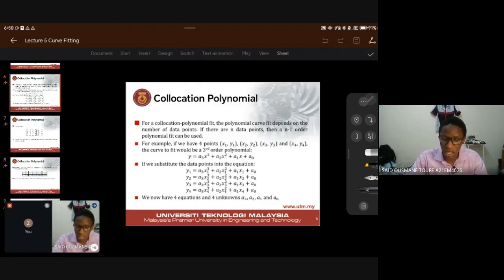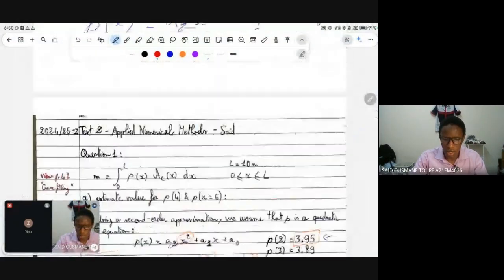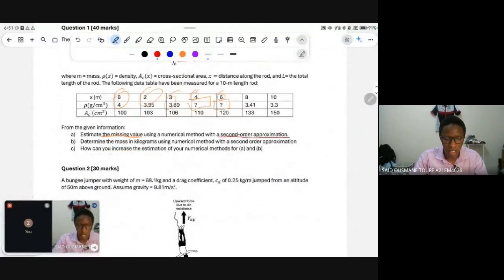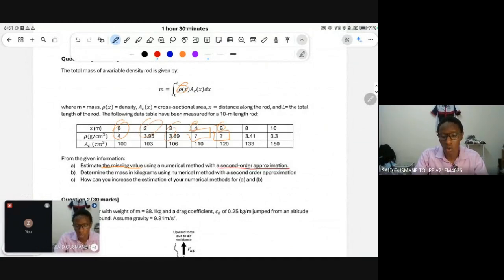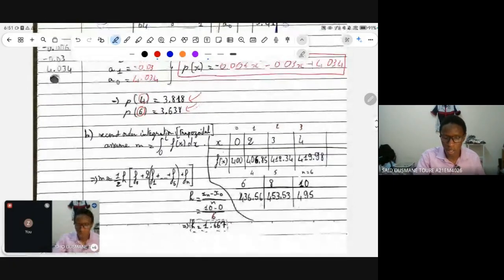So curve fitting, when they say, what was the question here? For instance, if we read it again, they say estimate the missing value using a numerical method with a second order approximation. So that one is curve fitting, 100%, because you are estimating missing values. It's always this way. Or they give all the values and just ask you to derive the equation. That one is easier. You just derive the equation like we did here, and you stop here. You don't need to get the values of 4 and 6. Understand? So that's what it mainly is about, curve fitting.